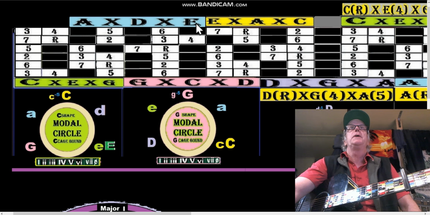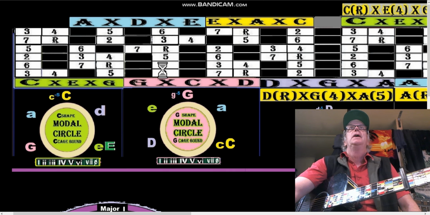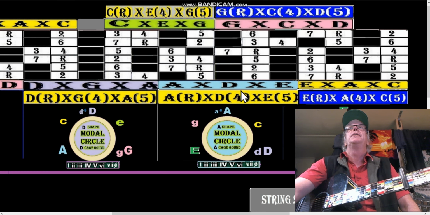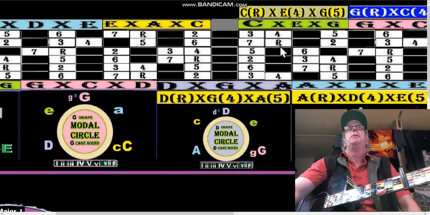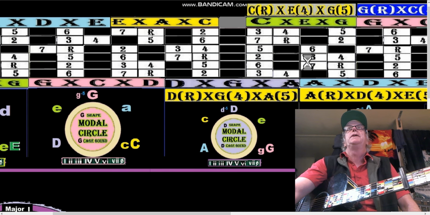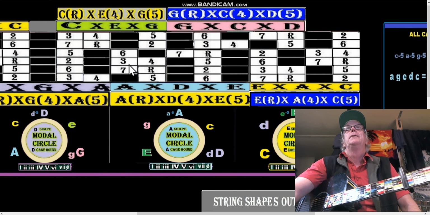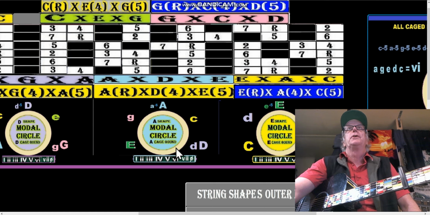And by the way, the A box, which I believe is over here, this is also the A shape. So it repeats. This is an octave above this A shape. See these two A shapes here? They're an octave apart. So I had put the modal circle there.